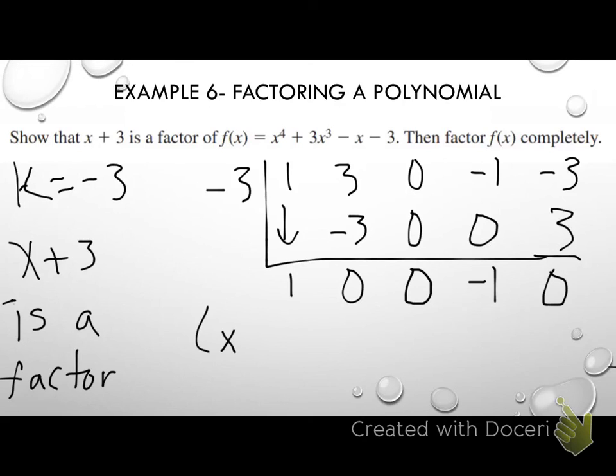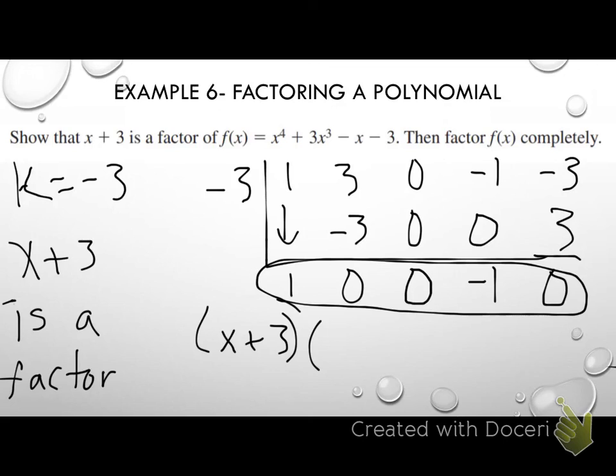Well, I know x plus 3 is a factor. My other factor is actually right here with all my coefficients. Because remember, if we divide using synthetic division, that gives us our polynomial after we divide. So what's this coefficient 1? What's its variable with the correct exponent? X to the third, 1 less than this x to the fourth up here, right?